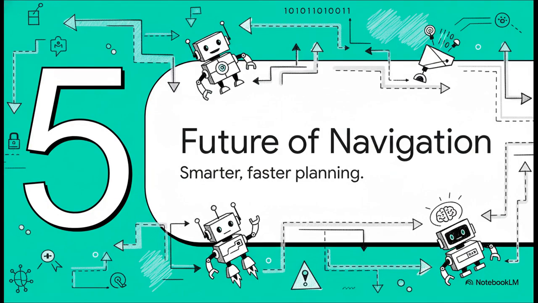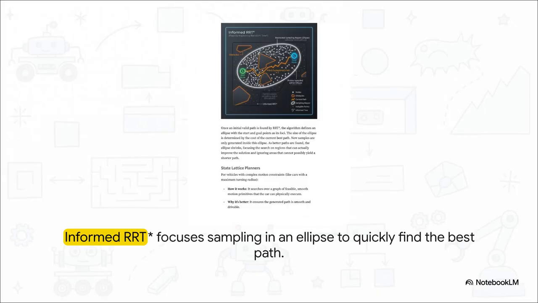This field is just moving at an incredible pace. So let's end this by looking at the absolute cutting edge, the algorithms that are pushing robots to be even smarter and even quicker on their feet. Remember RRTX? It was great, but it could be a little slow to find that perfect path. Well, informed RRTX is basically the turbocharged version.